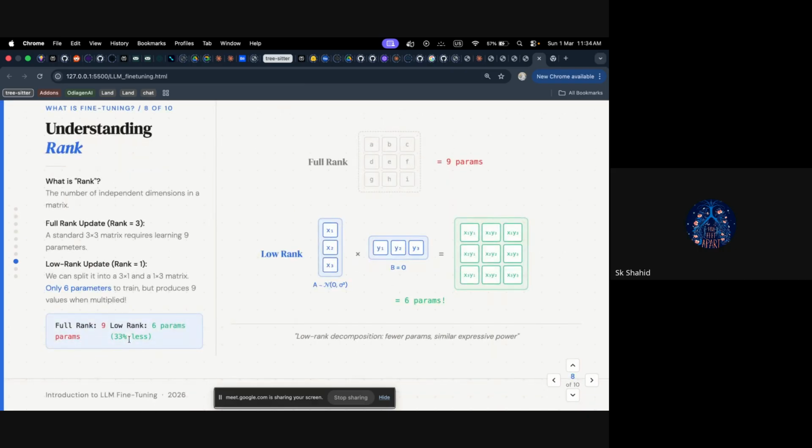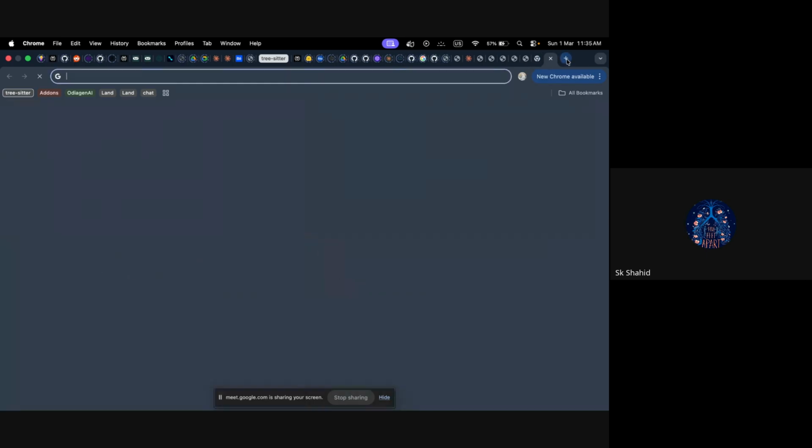So here, to understand how exactly delta weights are being calculated, we need to understand what the rank is, what exactly the rank of a matrix really means. So I'll give you a very quick overview. The rank of a matrix really denotes how many independent columns exist in a matrix. So I'll give you an example here.